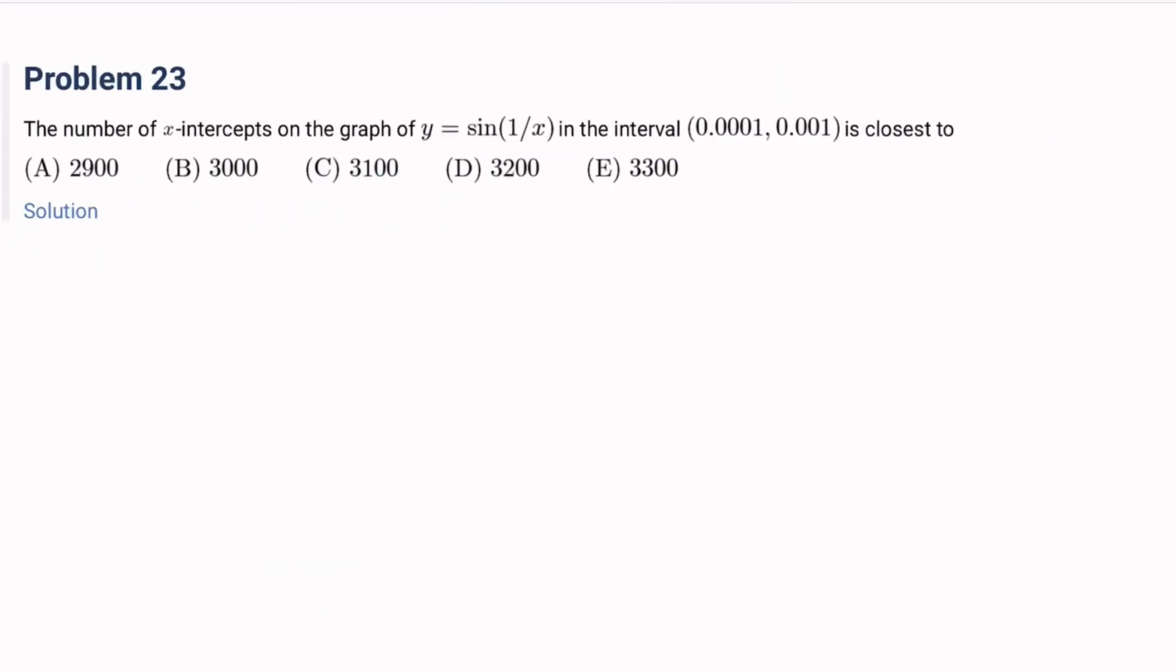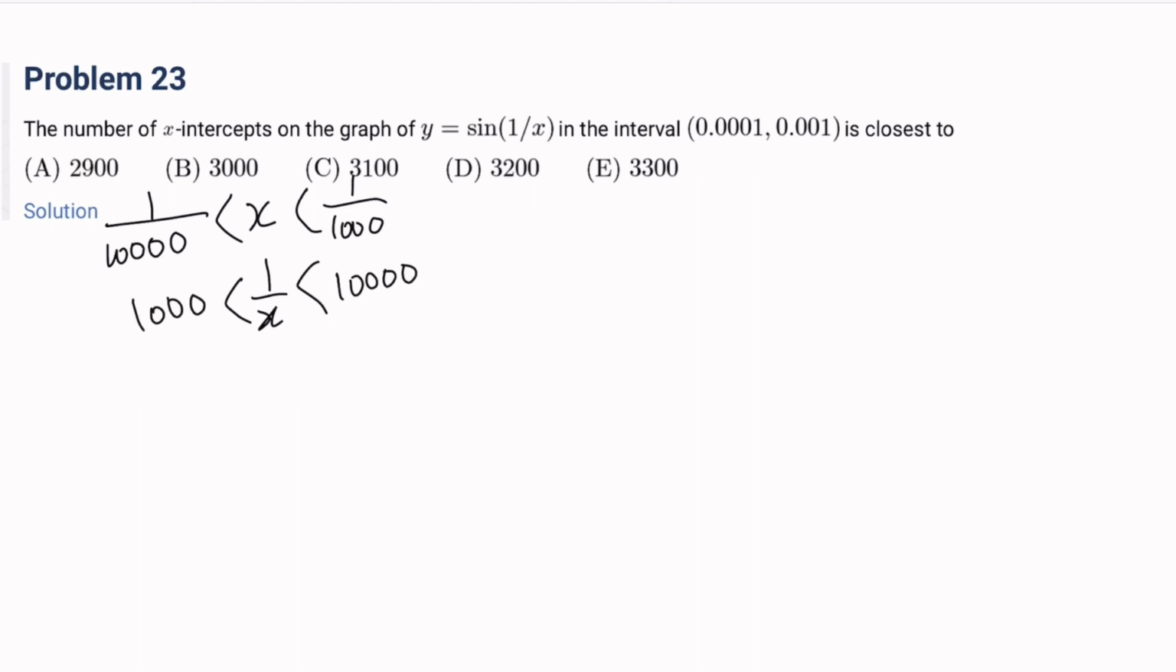Number 23, the number of x-intercepts on the graph of y equals sine 1 over x in the interval, this one, is closest to... since this is the interval of x, right? That means x is between 1 over 10,000 and 1 over 1,000, right? But then we have sine 1 over x, so if we make this 1 over x, then this means 1 over x is greater than 1,000 and less than 10,000, right? So this value is the value inside the sine, right?